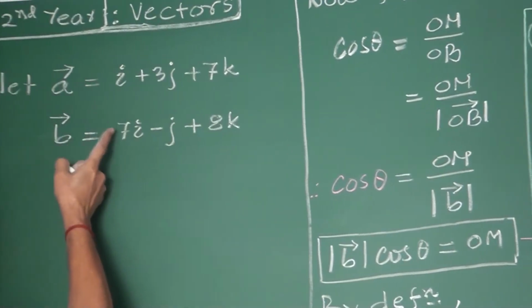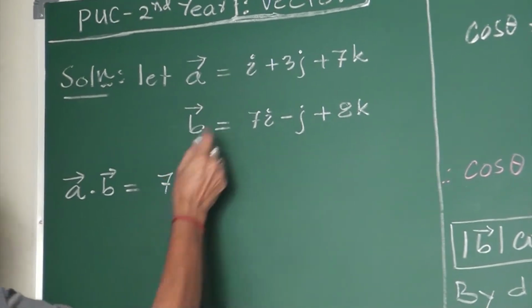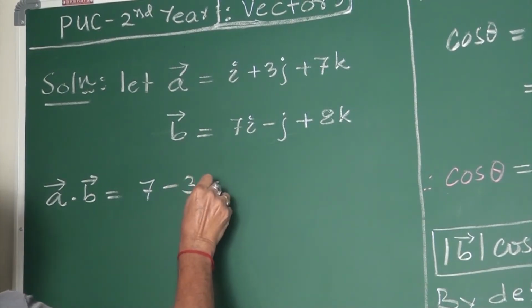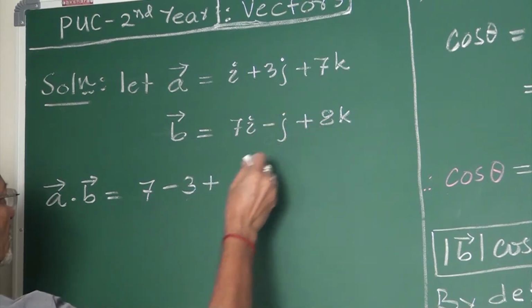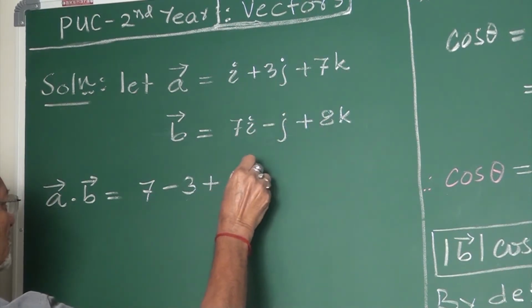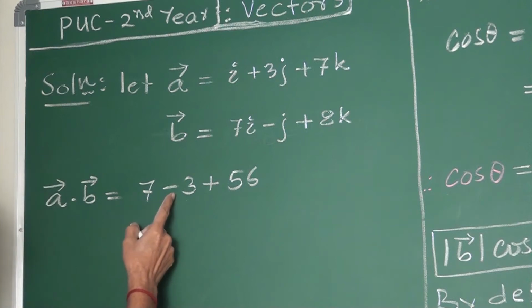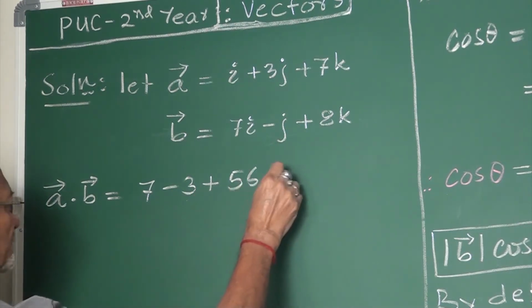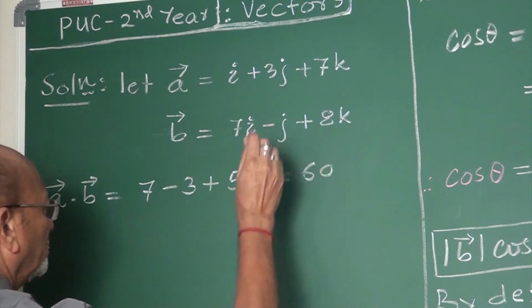A1 B1, 1 into 7, plus 3 into minus 1, plus 7 into 8, 56. Yes, 7 minus 3 is 4. 4 plus 56 is 60. A dot B is 60.